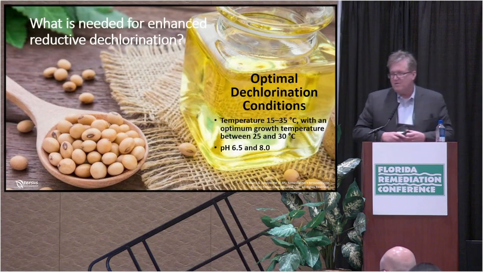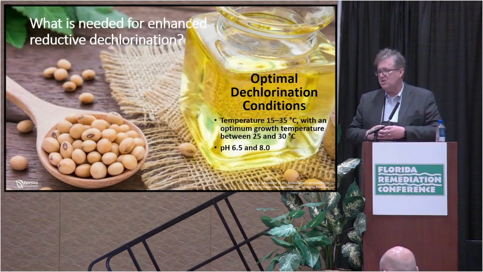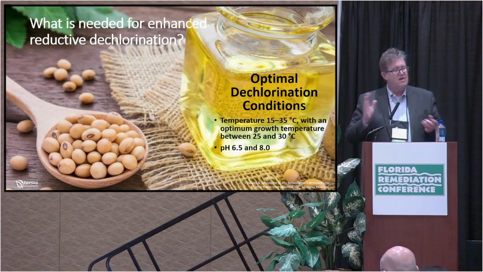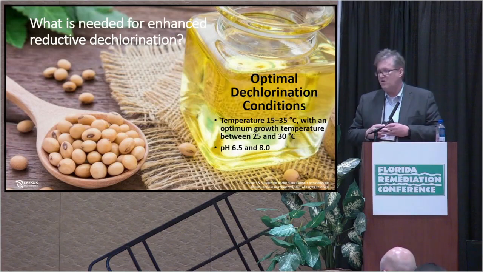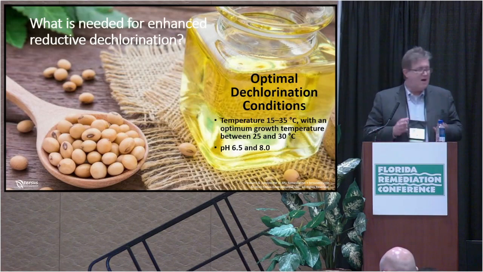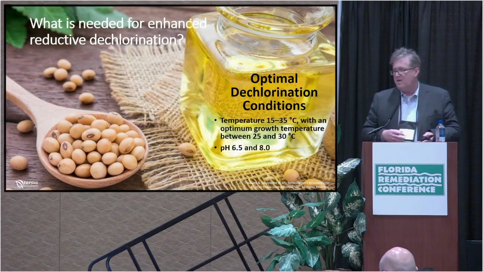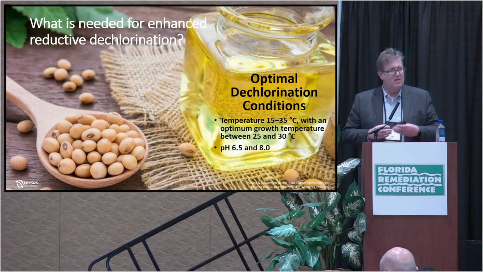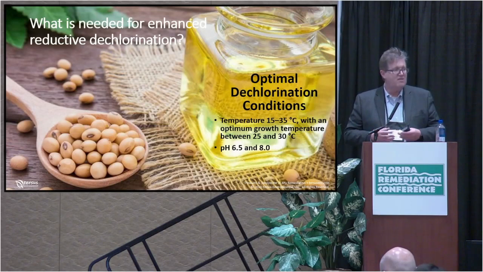So, optimal dechlorination conditions. Really, we need to have temperatures between 15 and 35 degrees C, but the optimal is actually between 25 and 30 degrees C. And then the pH, we want to have somewhere between 6.5 and 8, and we need to really distribute the correct type of volatile fatty acids.